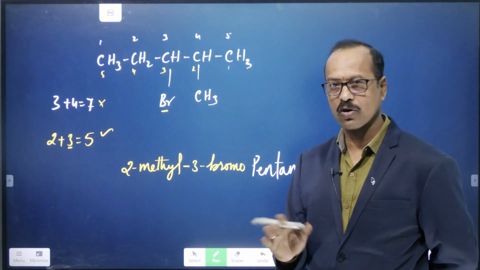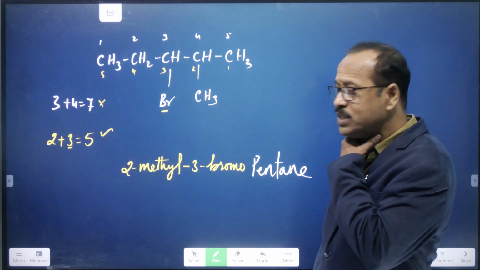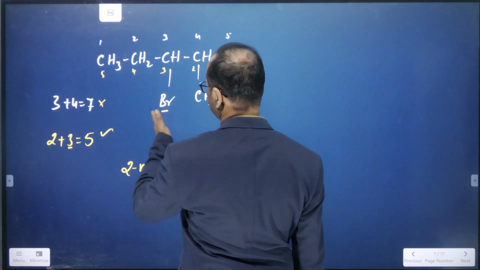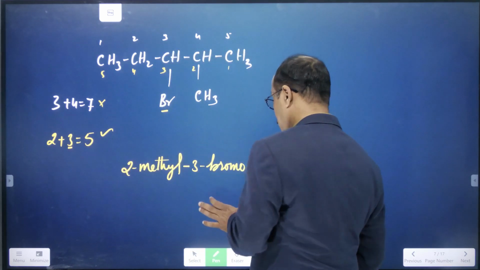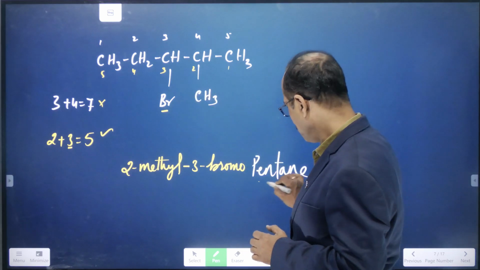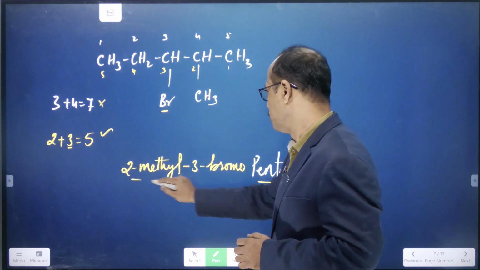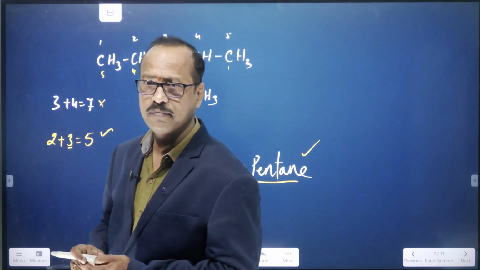Correct only, but wrong. How is it wrong? Correct only, no sir, here the second carbon has methyl and the third carbon has bromine and 2 plus 3 is 5. We have followed the long chain rule. We have followed the least sum rule. Everything we followed, but then how does it become wrong?